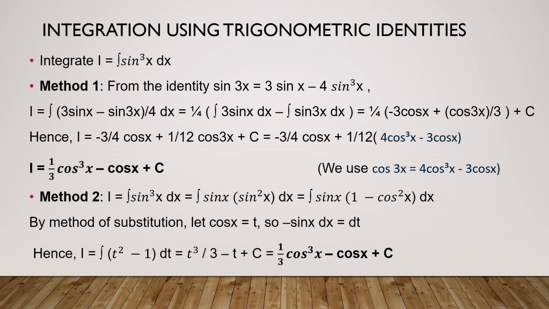Correct? So now what will your function become? Minus sin x dx is dt, but you have sin x dx, that means it is minus of dt. But instead of taking minus, instead of 1 minus cos square you can write cos square minus 1, so it is t square minus 1. When you substitute this you will get the integral of t square minus 1 dt. Now again it has become simpler, and when you simplify you get the answer.